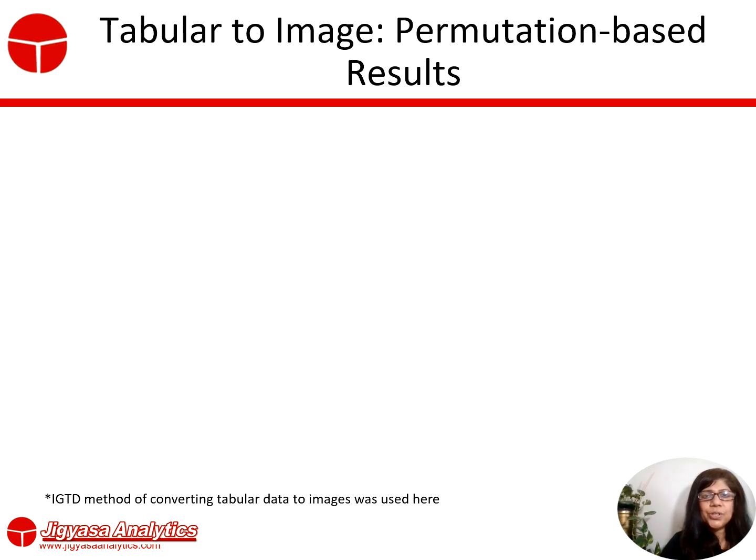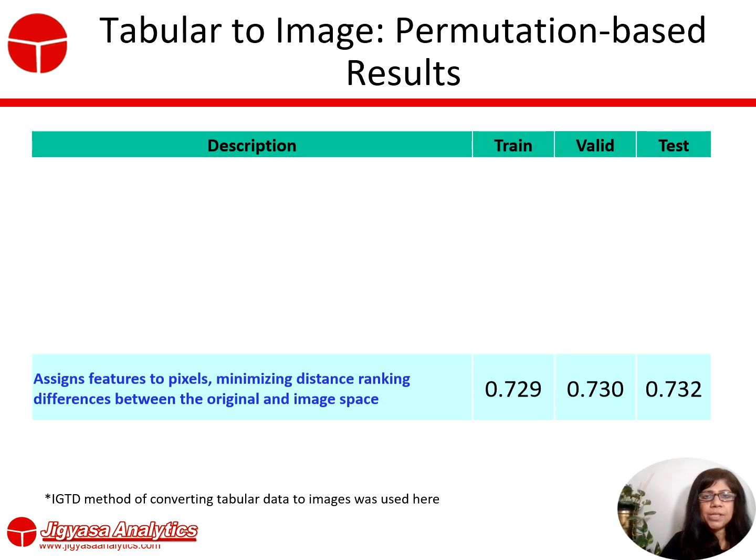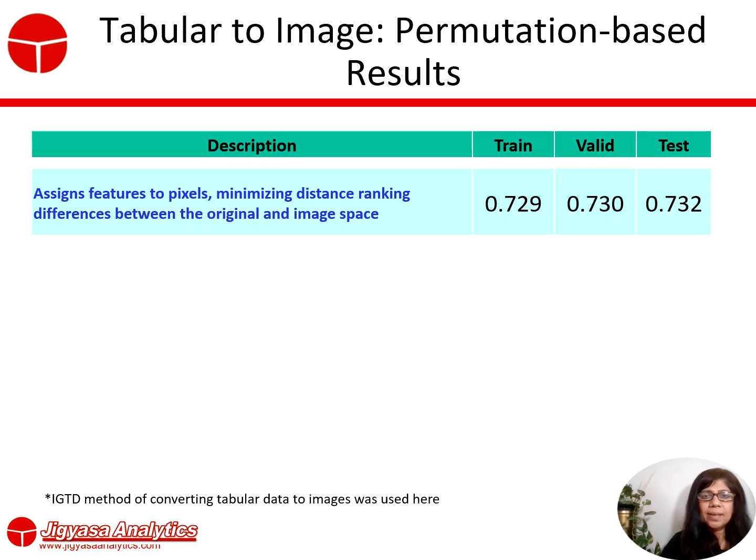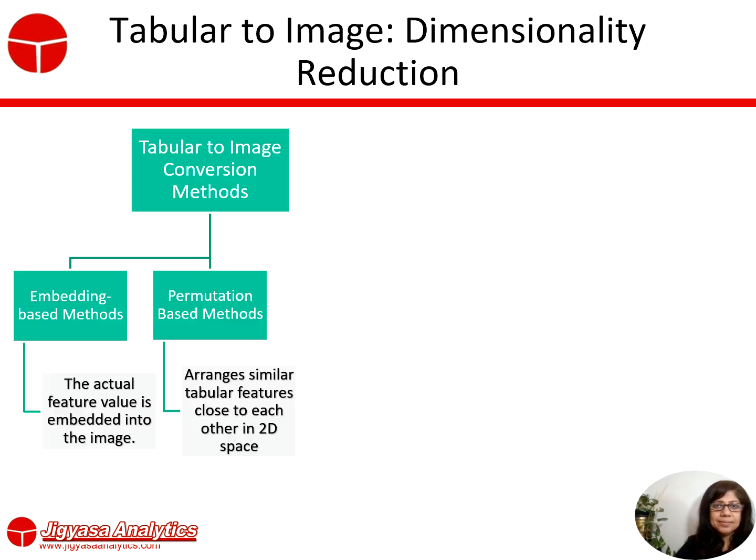In this slide, we show the results from our experiments with the permutation-based method. As we can see, the AUCs from this experiment are neither too high nor too low.